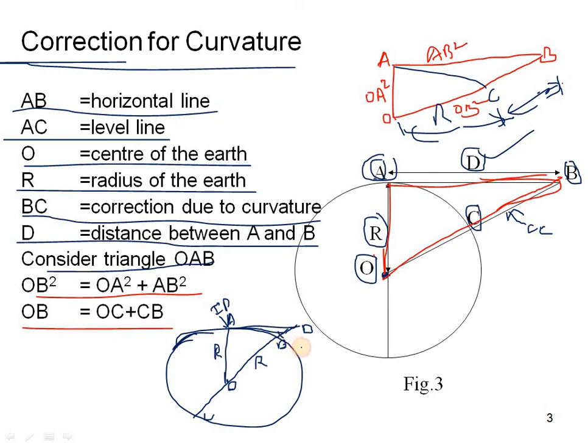So this line is called the line of sight, LS. This portion of the line is called the horizontal line, determined as HL. As we said here, in this case AB is the horizontal line, but here AD is the horizontal line. This is called the level line, LL. This level line LL is called the level surface.